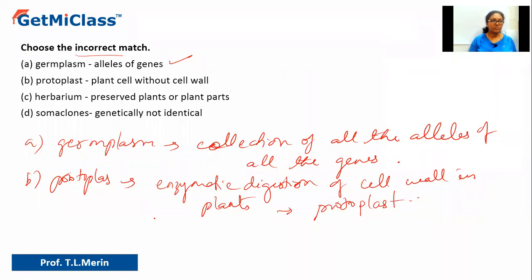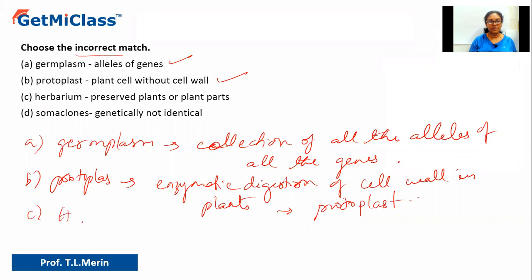So let us see option B. Yes, I got it. So option B, which is protoplast, plant cell without cell wall, that is the correct match. Okay, so option C says herbarium, preserved plants or plant parts.